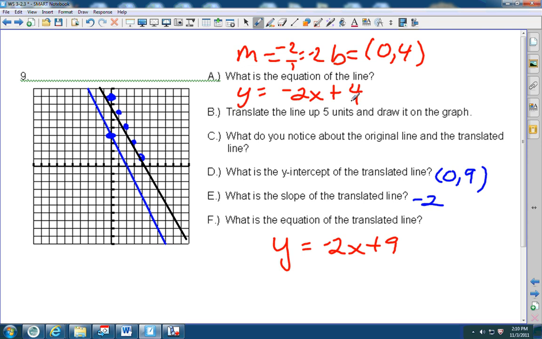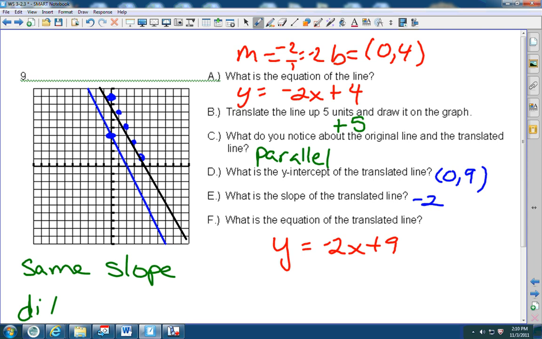But look at this. I want to tie in the fact that it says up. Up is positive, up 5. 4 plus 5 is 9. That's how I'm getting my new y-intercept. It says, what do you notice about the original line and the translated line? Again, they are parallel. What is making them parallel? They are parallel because they have the same slope, but different y-intercepts.